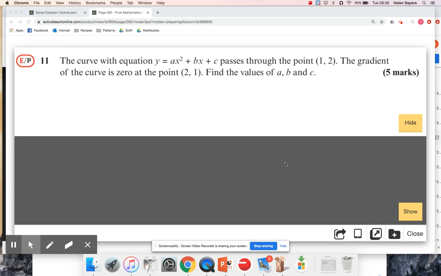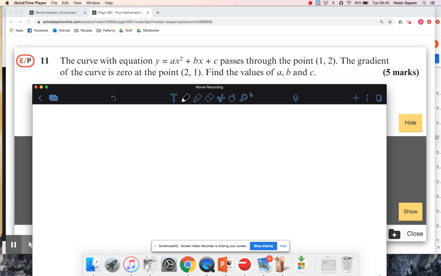Okay, so we're looking at mixed exercise 12 from the first year textbook, and it's on differentiation. So we're looking at question 11. We're given an equation, a quadratic, but we're not told any of the values of a, b, or c. And we're given two pieces of information. So let's start getting that written down.